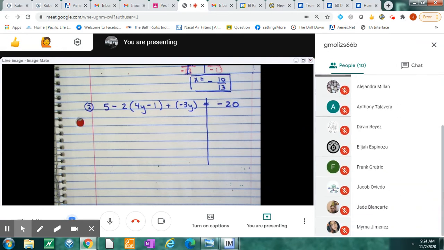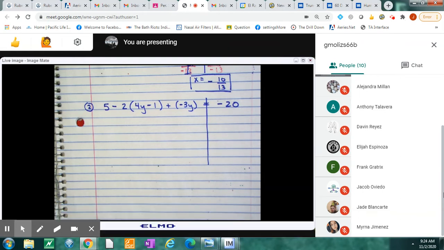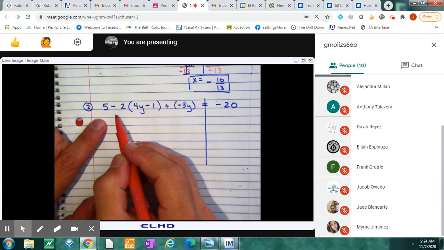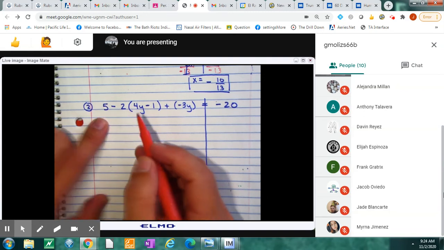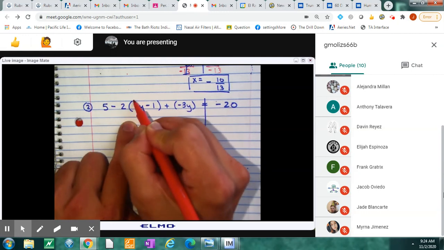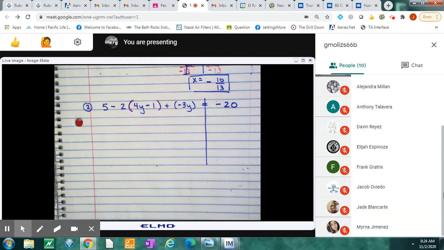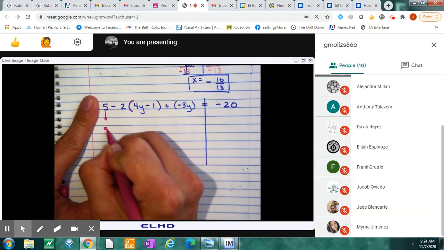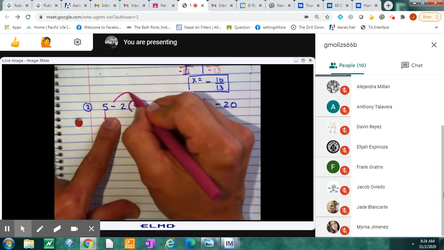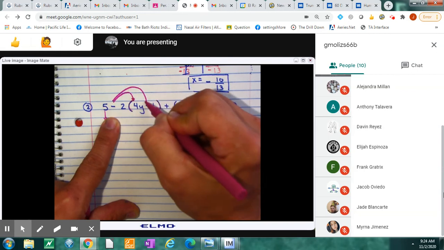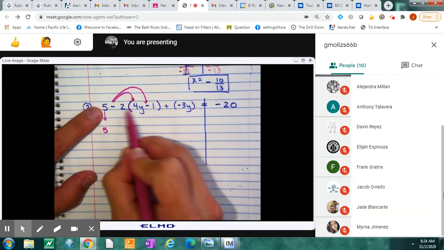Right? So do we do 5 take away 2? No, we do multiplication, right? So the -2, you're going to distribute with the parentheses right here. Okay, so the 5 is just going to drop down because we've been doing this. So -2, you're going to multiply, right? -2 times 4y.